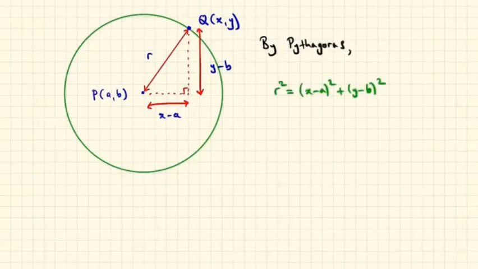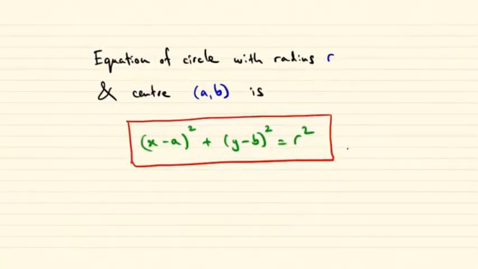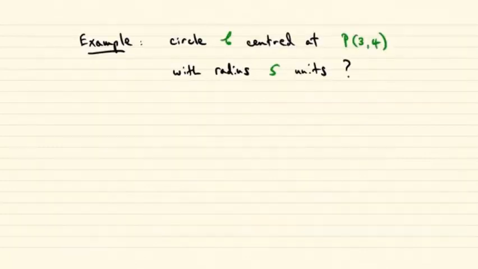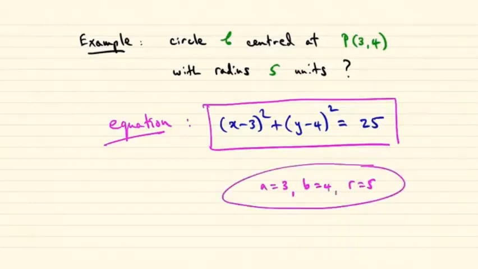By Pythagoras, the square of the hypotenuse is the sum of the squares of the sides of the triangle. So r squared is x minus a squared plus y minus b squared. And that gives us the equation of the circle. Though we usually write it round the other way with r squared on the right. Let's do an example. Say the circle C centered at P with coordinates 3, 4 and radius 5 units. We can simply read off the equation where a is equal to 3, b is equal to 4 and r is equal to 5.